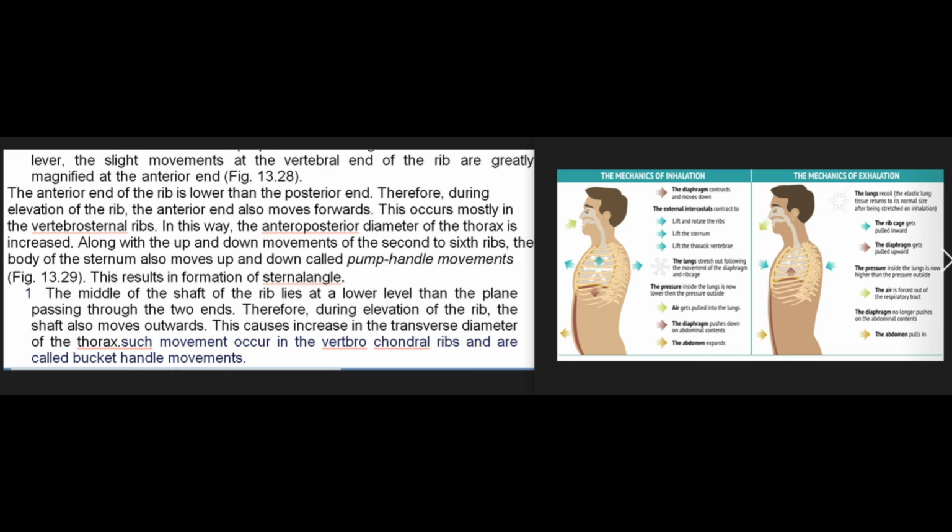Because of the disproportion in the length of the two arms of the lever, the slight movements at the vertebral end of the rib are greatly magnified at the anterior end, Fig 13.28. The anterior end of the rib is lower than the posterior end. Therefore, during elevation of the rib, the anterior end also moves forwards. This occurs mostly in the vertebrosternal ribs. In this way, the anteroposterior diameter of the thorax is increased.